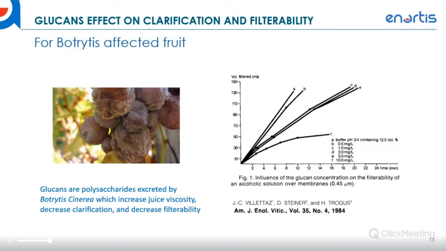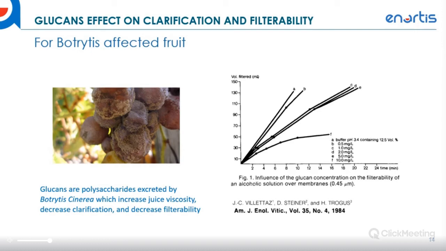So I just want to quickly talk about glucans too and their effect on clarification and filterability. Glucans are typically found in fruit that is affected by botrytis. Glucans are produced by Botrytis cinerea, and they're exopolysaccharides that are excreted, and they increase the juice viscosity as well as decrease the clarification and filterability of those juices and subsequent wines. So if we are thinking about a particular vineyard that has some botrytis pressure, you might want to think about using an enzyme that has not only pectinase activity, but also has glucanase activity, such as the Easy Filter that I mentioned before.